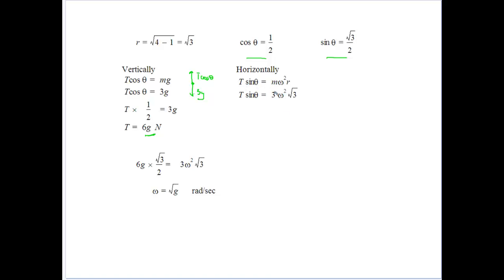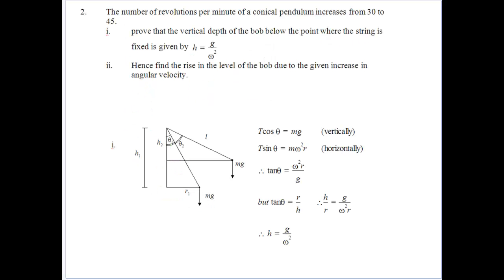We also know that horizontally t sine theta is equal to mass times omega squared times r. Well, mass is 3 and the radius is root 3. So we've got sine theta is root 3 on 2. So the tension we've got, sine theta we've got, we can then have an equation with just omega in there. So 6g times root 3 on 2 equals 3 omega squared root 3, so we can start cancelling root 3s. We can start cancelling the 6 with the 2, and that gives us 3, and then the 3 cancels with the 3 there. It leaves us with omega squared is equal to gravity, or omega would equal the square root of gravity radians per second.